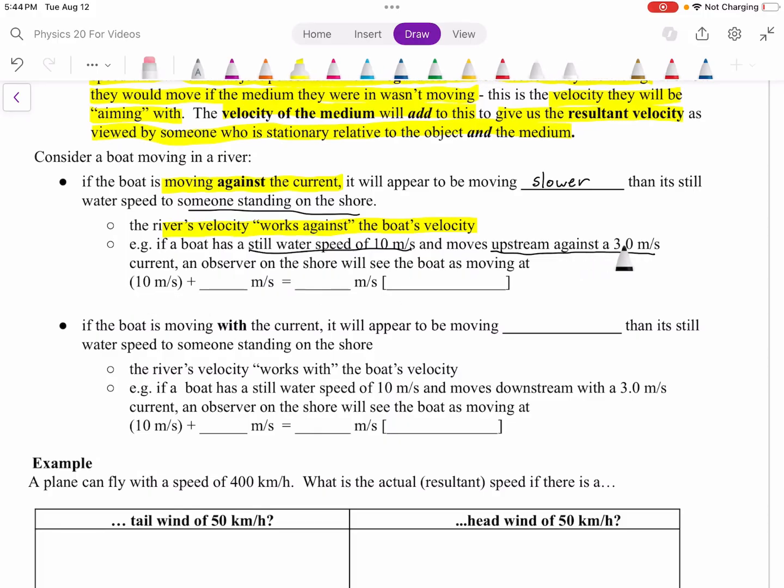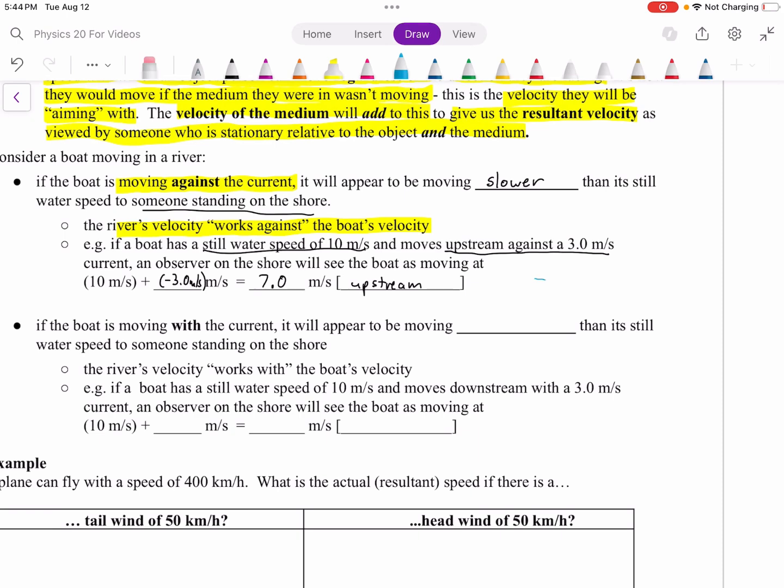This is in the opposite direction, so opposite directions need opposite signs when we add vectors, right? They're going to see it as moving at 7 meters per second, okay? And we've defined here the negative direction as the direction of the current. So this is going to be upstream. It's against the current, right? We got a positive answer.